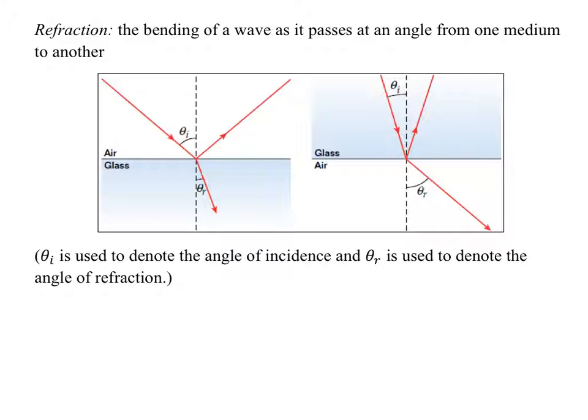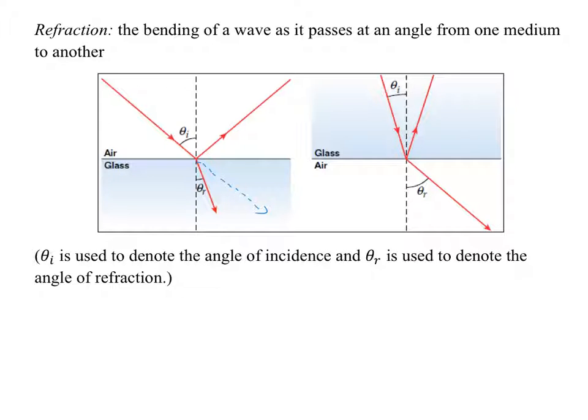So, for an example to start, we have an EM wave traveling through air, and then it hits a window. Here's the window. It's coming in from the sun. It hits the window. It would want to continue on the path it's traveling at.